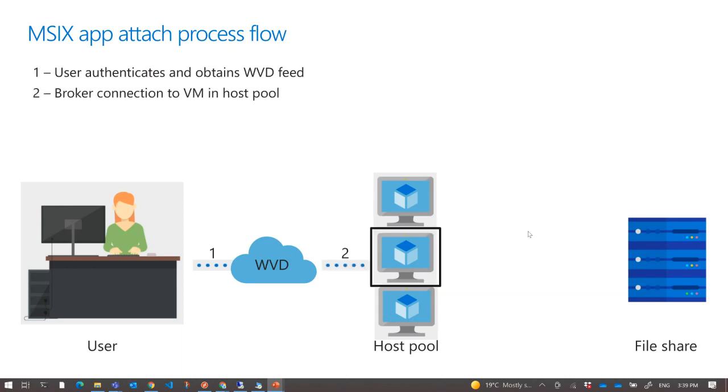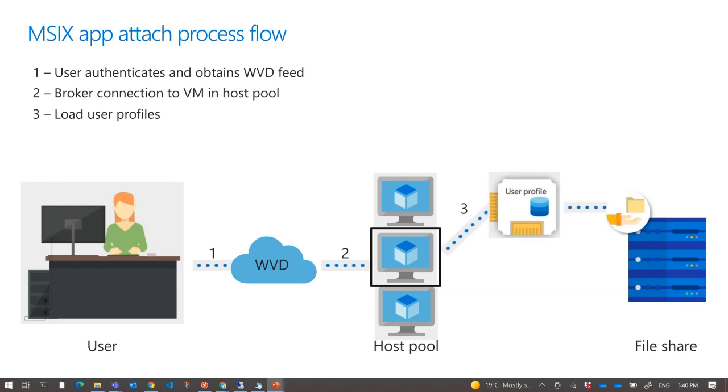So user logs in, he connects to the virtual machine, and then his profile gets loaded. And with that profile, you get the VHD where your MSIX file is. So let's say you do not want to install line of business applications on each and every machine, you detach that application, create the MSIX app, and then you keep it separately.